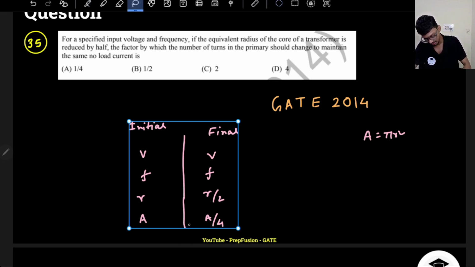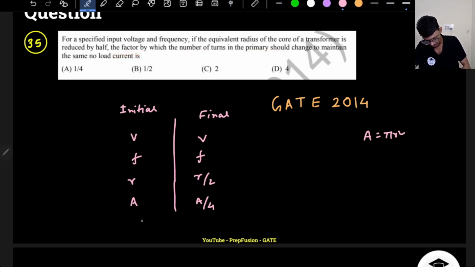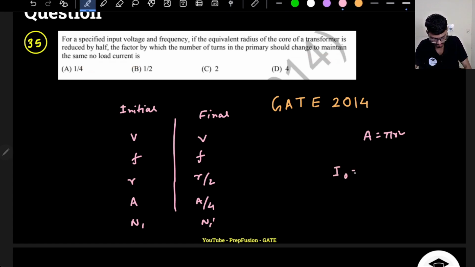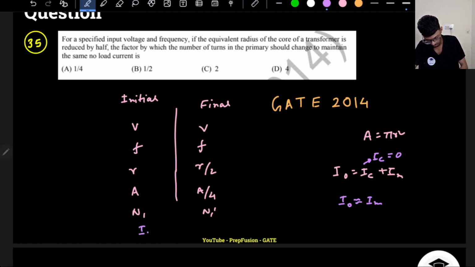Now what next are they telling me? They are asking the factor by which the number of turns in the primary, n1, should be changed to n1 dash, so as to maintain the same no load current. The no load current comprises two things, IC and IM. They have not mentioned anything, so I will assume IC to be 0, the core loss component. So my IO is approximately equal to IM. Basically the magnetizing component of the current must remain the same.